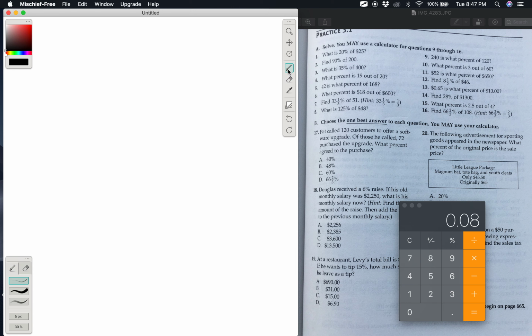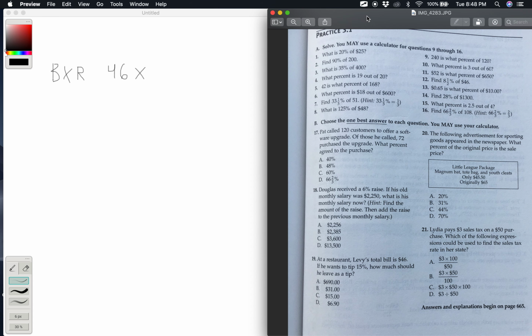Number 12. Find 8.5% of 46. You got it? Okay, so that is the rate. Remember, when you have a percent, that's the rate. So we have the 46, which is the base here. So B times R, base times rate, to find the part. Okay, so 46 times, so we can't have, see how it says 8.5? We cannot have a fraction there.